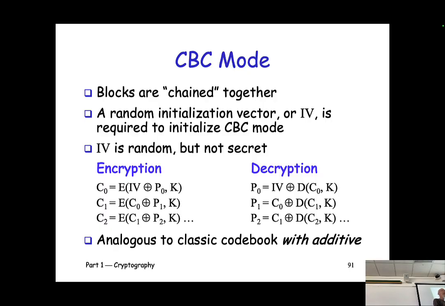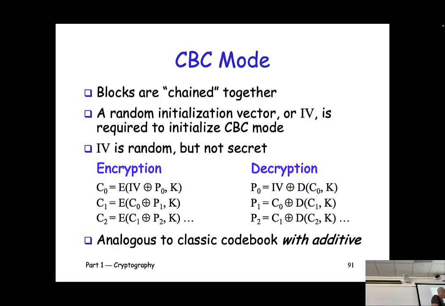If you XOR in the IV, what happens to the IV? When you XOR something with itself, what happens? You get 0. It just goes away. That's the magic of the XOR. We've seen this a couple of times already. That's what the one-time pad depends on, that property. So when we XOR the IV again into this decryption, the IV XOR IV just goes away, and you're just left with P0.